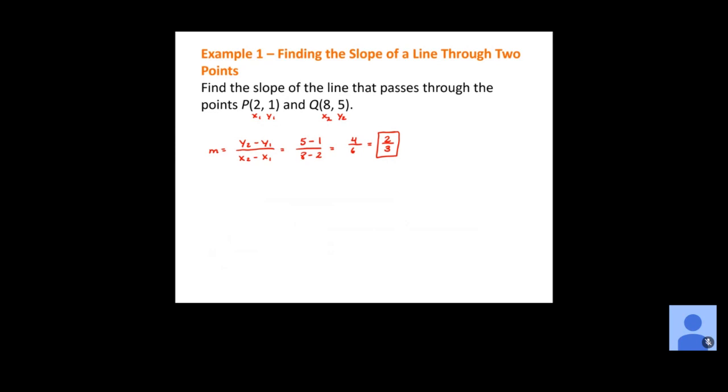And that is a formula that you need to have memorized if you don't already know it. Okay, so just make sure that you know your slope formula.